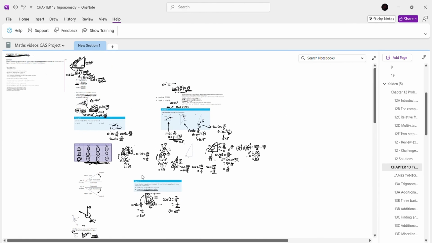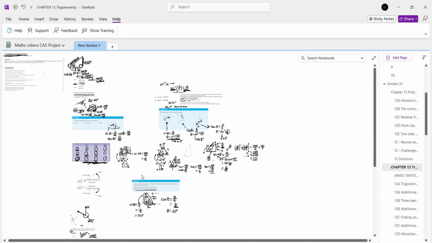This is an important distinction to know, and it might help you in terms of figuring out these trigonometry problems. Alright, that's just going to be it from me today, guys.